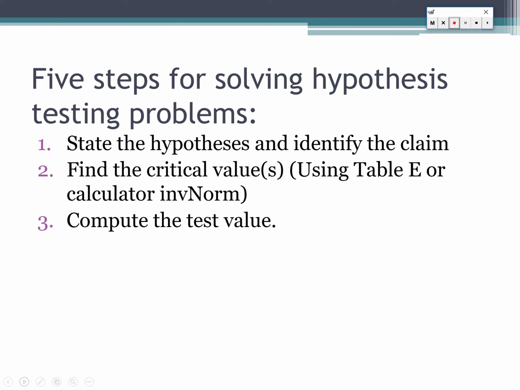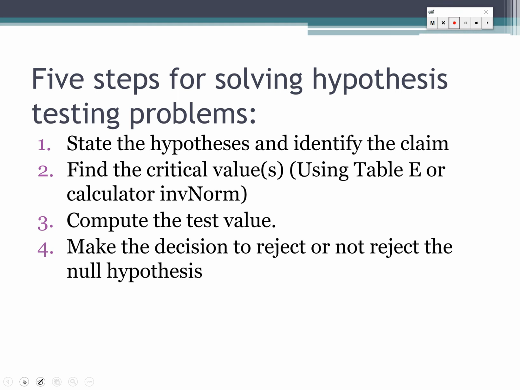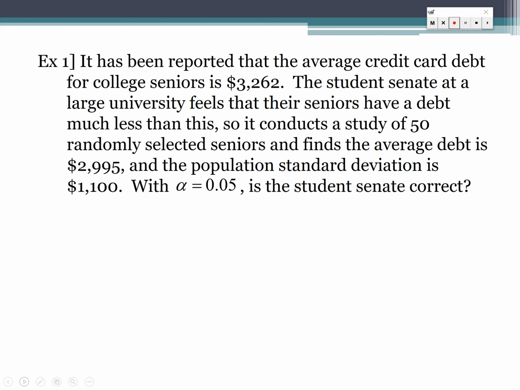All right, so when we compute the test value, we're going to use that little z formula that we just saw. We're going to actually make the decision to reject or not reject. We talked about it a little bit yesterday, how we would do that. Today we're actually going to have the actual data and test value to do that. And then we're going to summarize. So let's take a look at our first example. Let's go ahead and take a little read through. We're going to do all 5 steps.